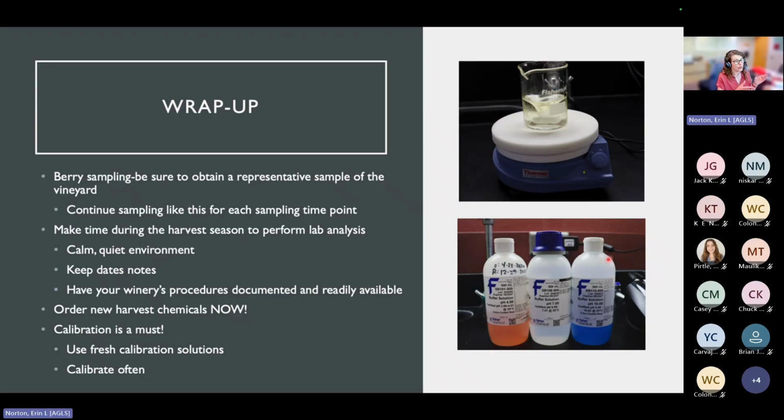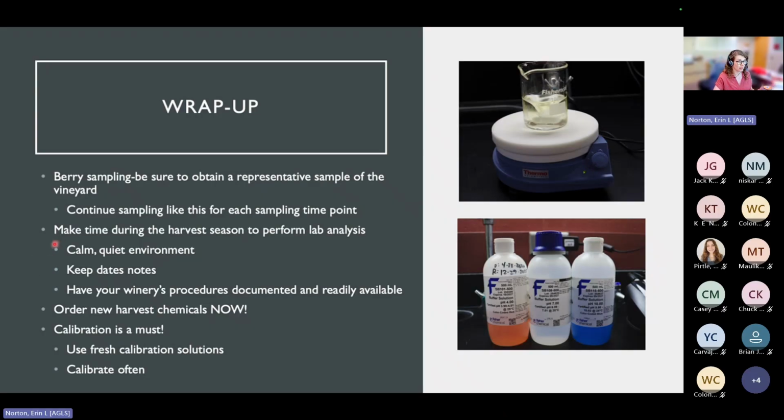And then you also want to do that over numerous time points to see the progression of the maturity and the ripening in your vineyard. Make sure during the harvest season that you're performing your lab analysis. Make sure that you carve out a piece of your day, or you have a dedicated employee to do these analyses that is trained and knows how to do these.